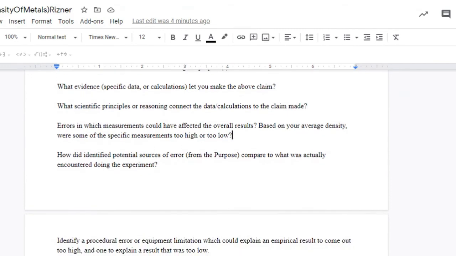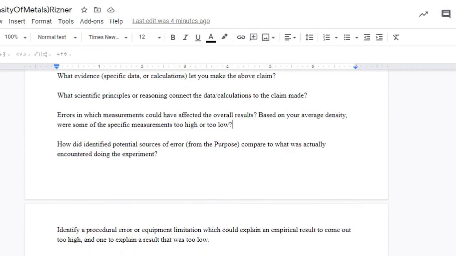The errors in the measurements, I ended up with a 0% error, but things like if you did not fully dry your piece of metal before putting it on the balance, that means your mass would be too high. And because the mass is in the numerator, that means your density would be too high. If you didn't dry off your piece of metal, your density would be too high because your mass of metal would be too high. You think that you're measuring just the mass of the metal, but you're also measuring the mass of a little bit of water.